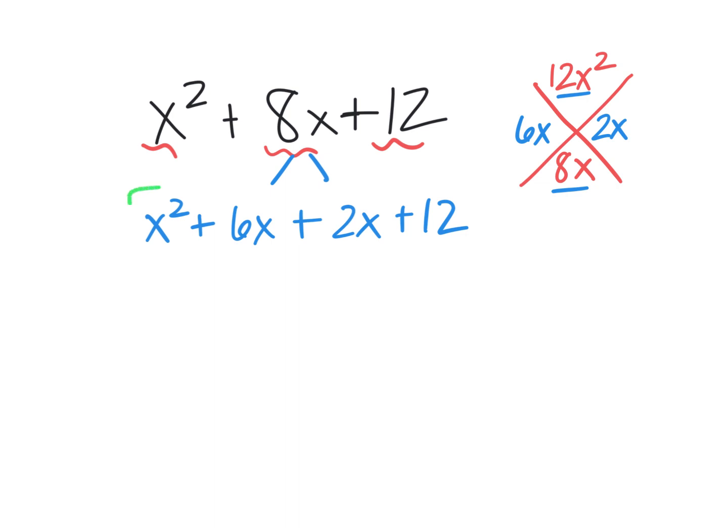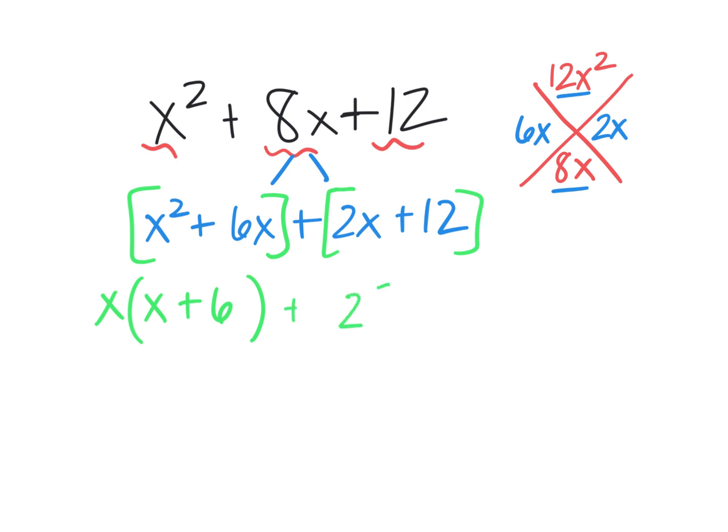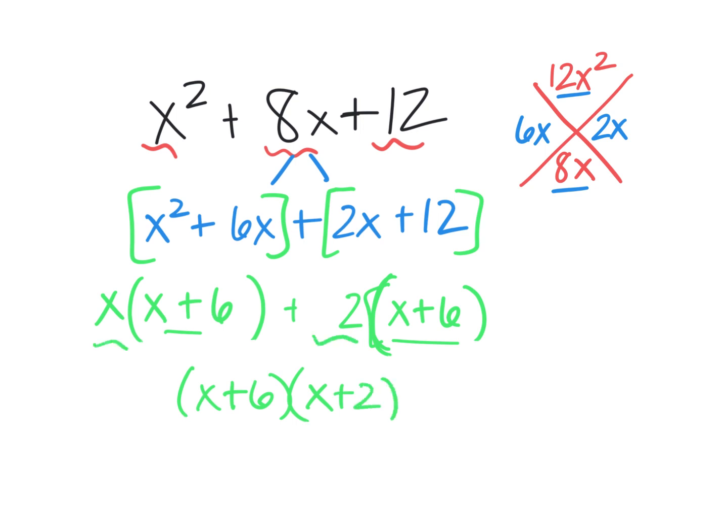So now I'm going to just group the first two and see if they have a common factor. Well, I can rewrite that. They have a common factor of x. So I'm going to rewrite it with the distributive property as x times x plus 6. And in the back, I'm going to group this, and they have a common factor of 2. So I'm going to rewrite that as 2 times x plus 6. All right, then our last step is just to rewrite this. They have a common factor of x plus 6, so I can say this is the same as saying x plus 6 times x plus 2, and we get that from right there.